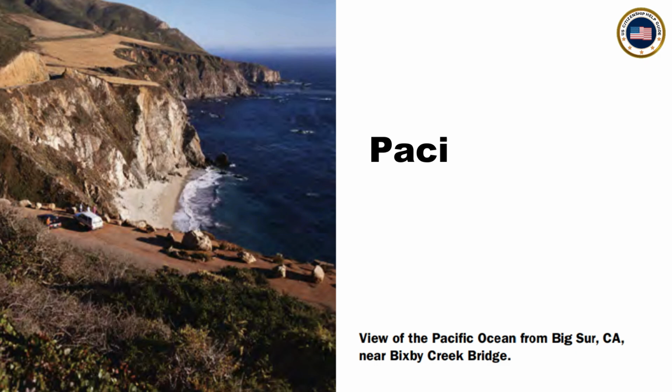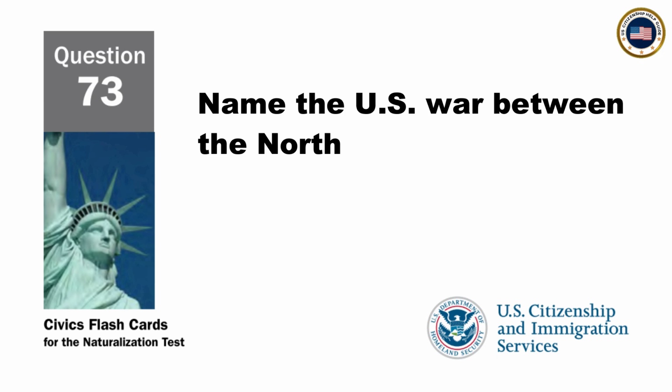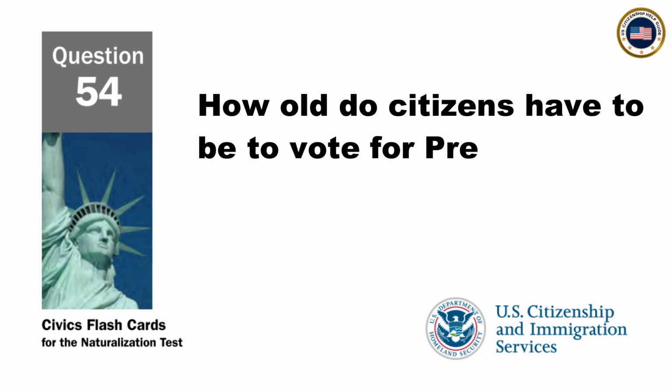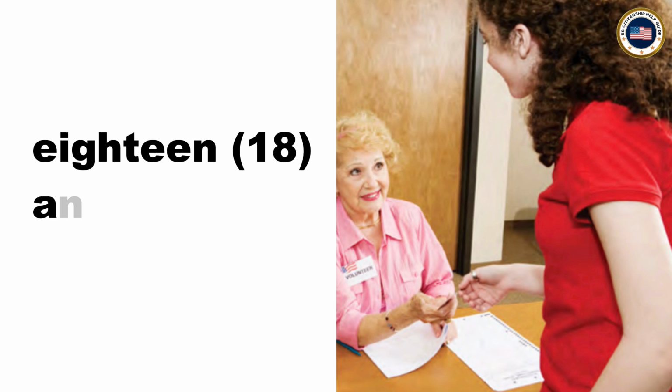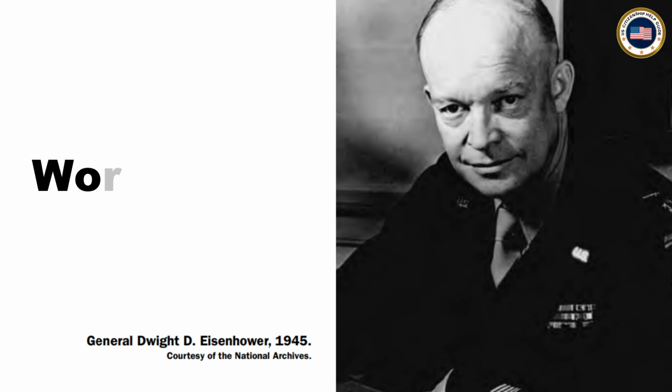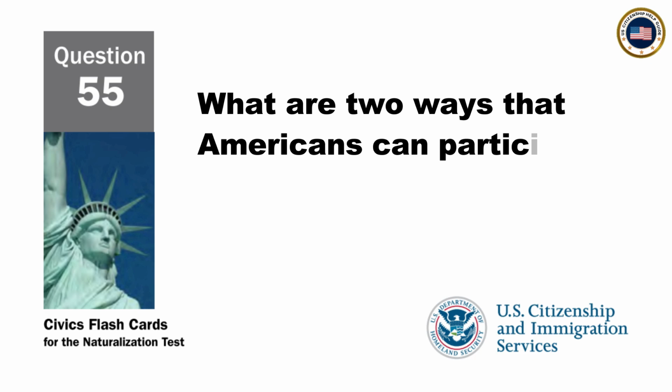Name the U.S. war between the North and the South. The Civil War. How old do citizens have to be to vote for president? 18 and older. Before he was president, Eisenhower was a general. What war was he in? World War II. What are two ways that Americans can participate in their democracy?